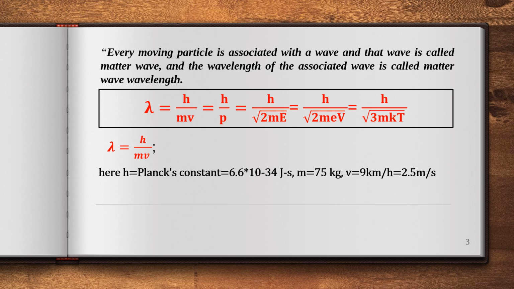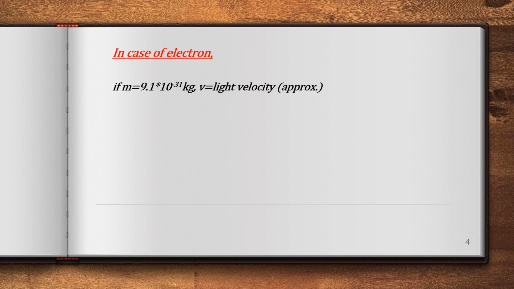When I substitute all these values in the formula, I get lambda equals 0.0353 into 10 power minus 34 meters. A very, very small value. Again, lambda is 0.0353 into 10 power minus 34 meters. But we observe the matter wave concept in microscopic particles like electrons, protons and neutrons. Why? So I will check in the case of an electron also.